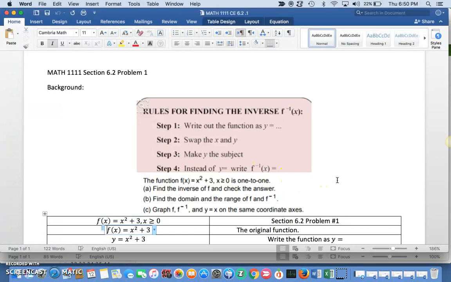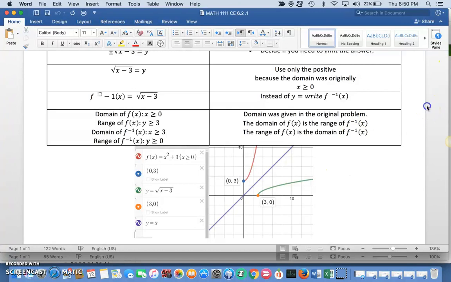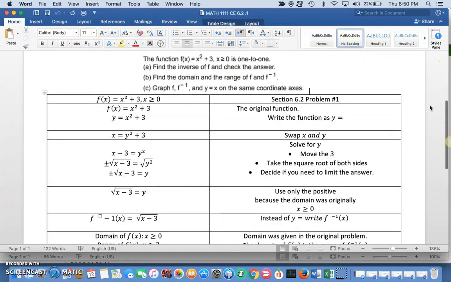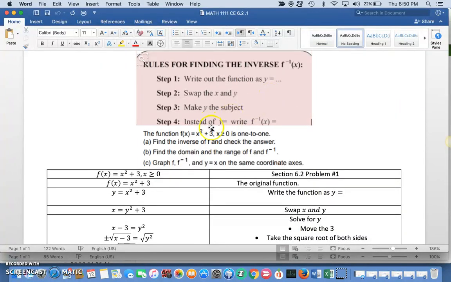Okay, the function here is x squared plus 3, and x is greater than or equal to 0. It is a one-to-one function now that the domain was limited to when x is greater than or equal to 0.